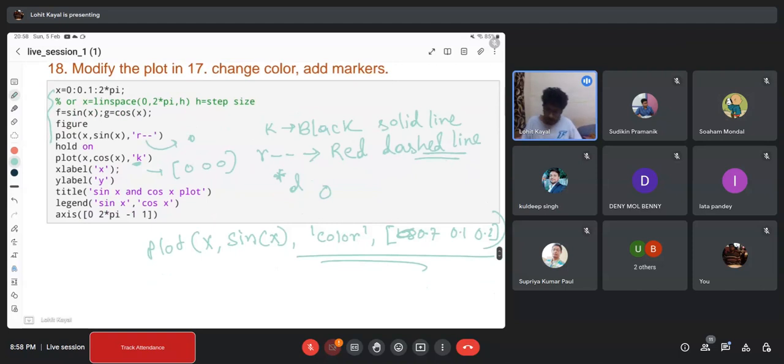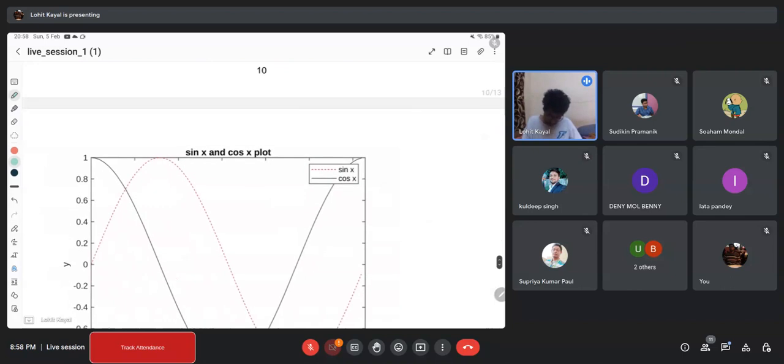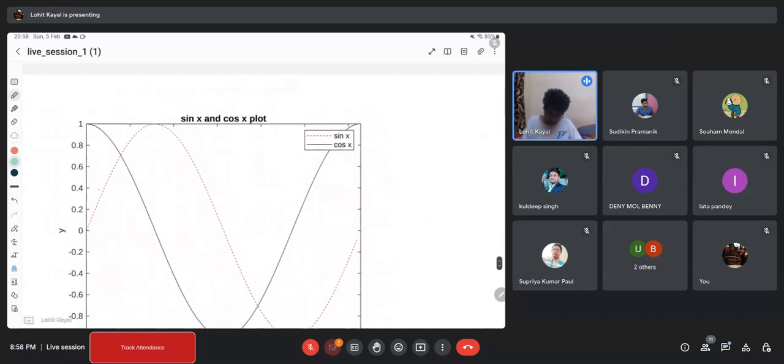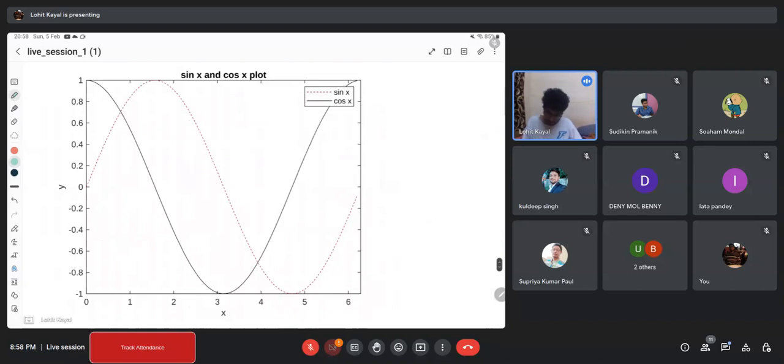So here I have modified the plot, and this is the result. Here sin x appears as a dashed line and cos x appears as a black solid line. Here are the legend, the title, the y label, the x label, the x starting point, the x ending point, and this is the y0, and this is the yf.